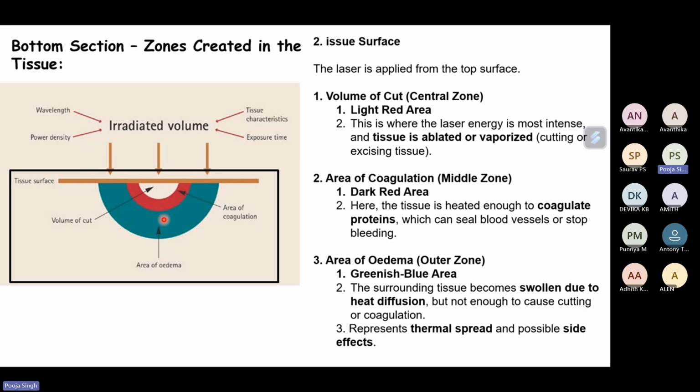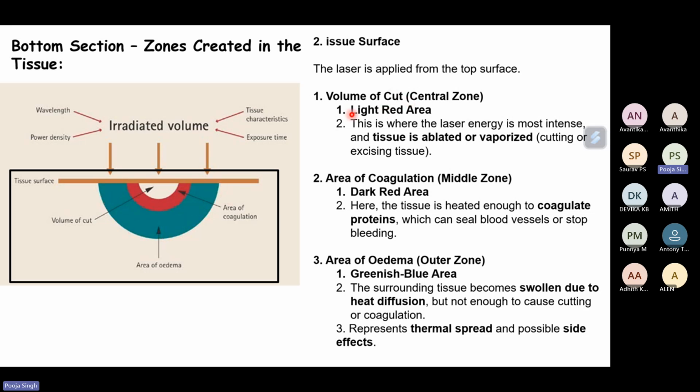Okay, so next, the bottom section. This is the bottom section, the zones created in the tissue. You have a tissue surface. Next is the volume of the cut, area of coagulation, and area of edema. So it is divided into zones: central zone, middle zone, outer zone. This part is the central zone. The red part is the middle zone, and this green part, whatever color it is, is the outer zone.